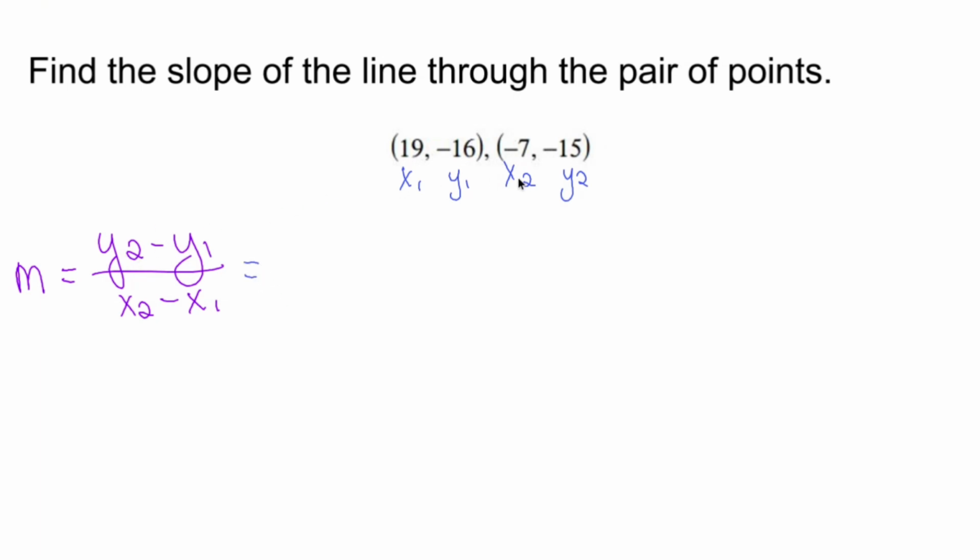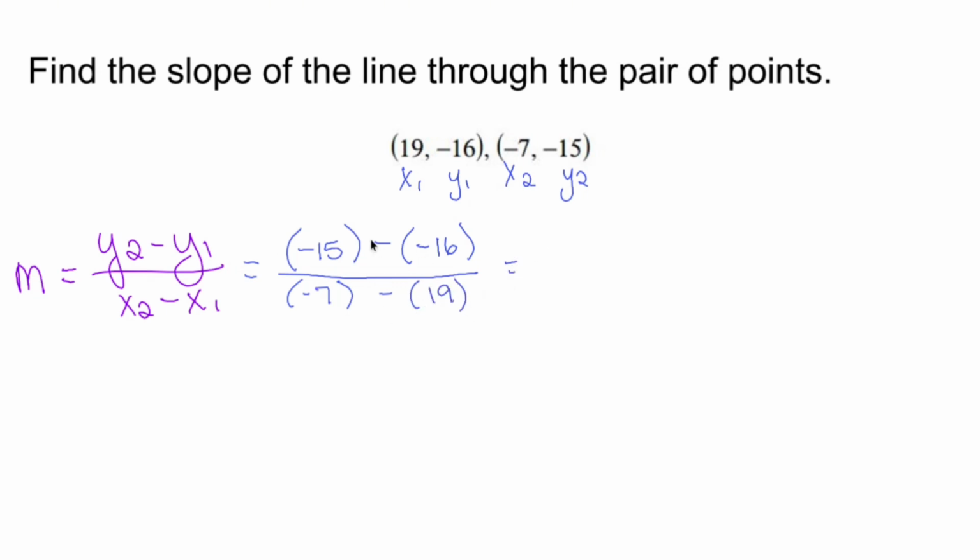Okay, so y sub 2 is negative 15, and when you substitute negative 15 or any number in any of these, you're going to replace them with parentheses and that number. So y sub 2 becomes parentheses negative 15 close parentheses. Minus sign, y sub 1 is parentheses negative 16 close parentheses, all over. X sub 2 is parentheses negative 7 close parentheses, minus sign in the middle. X sub 1 is parentheses 19 close parentheses.